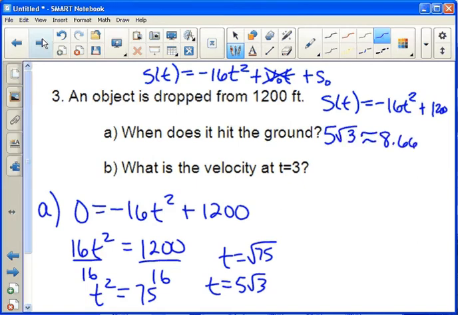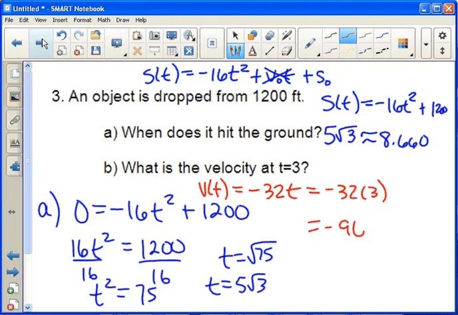Then B says, what is the velocity at time 3? So to find the velocity at a specific time, we take the derivative. I'll do this in red. We need to take the derivative, so velocity is -32t. And we plug in 3. -32 times 3 gives us -96. And that would be feet per second.